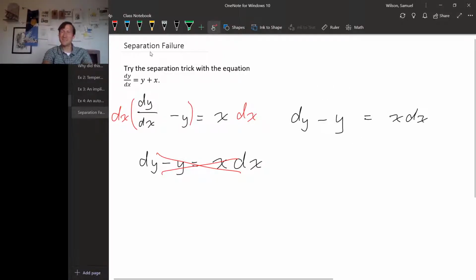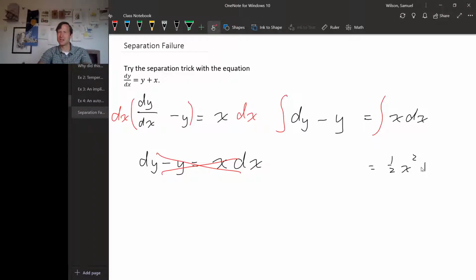Now, this might not seem like a problem at first, but if you try to integrate, on the right-hand side, this integral is no problem. The integral of x dx is 1/2 x squared plus a constant. But what about the left-hand side? Now, this part right here, the integral of dy, that's just y. But what's the integral of y?